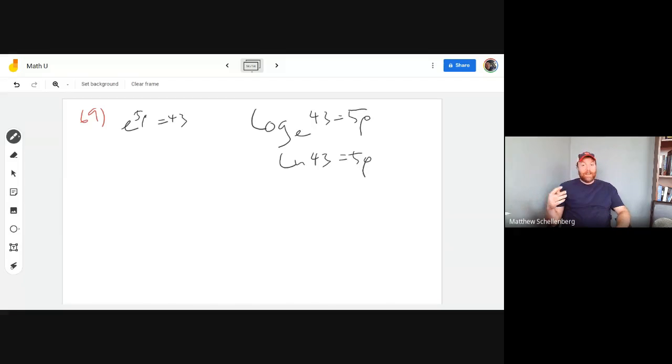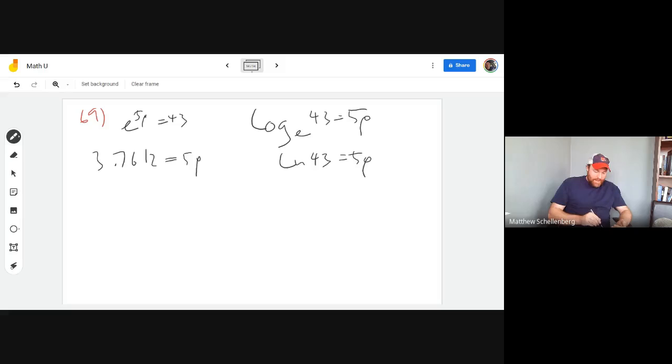And so now we're ready for the calculator. So I'm going to punch in ln 43 and see what we get. So functions, ln 43, and that is equal to 3.7612000, blah, blah, blah. Lots of stuff. That's good enough. And let's see, this equals 5p. So I have to divide this by 5.